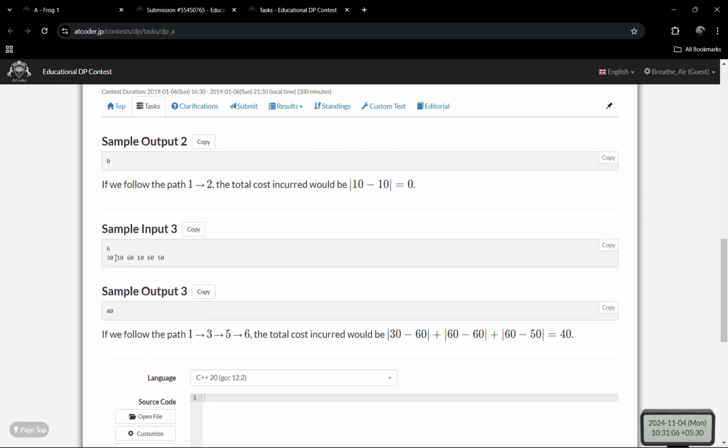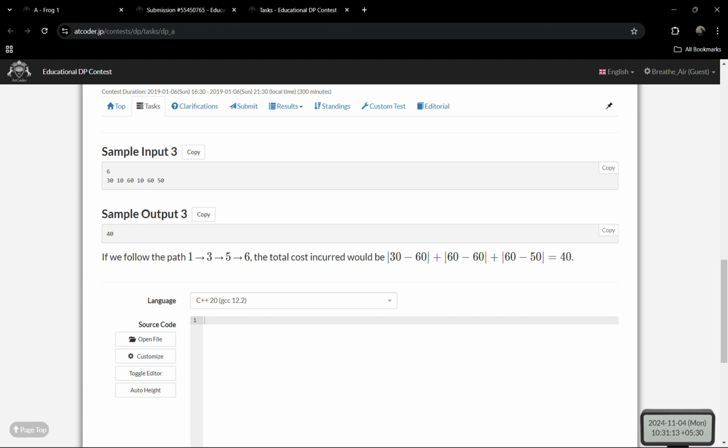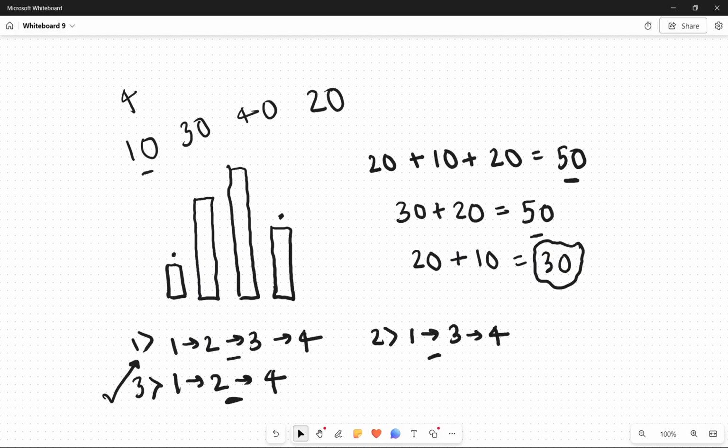And this is a somewhat bigger test case. We will not discuss it, but the idea is the same. So what is the idea?